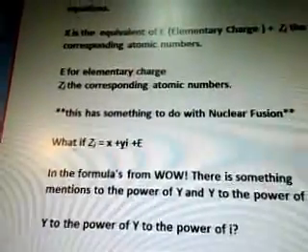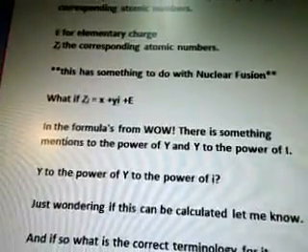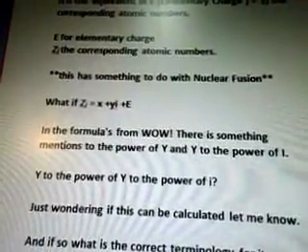This has something to do with nuclear fusion. That's all I can say. I don't know why, but that's the feeling I get. So what if Zi equals X plus Yi plus E?